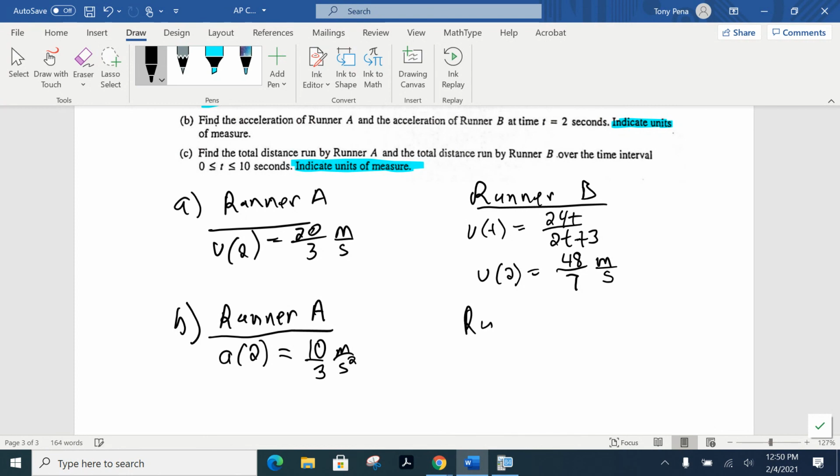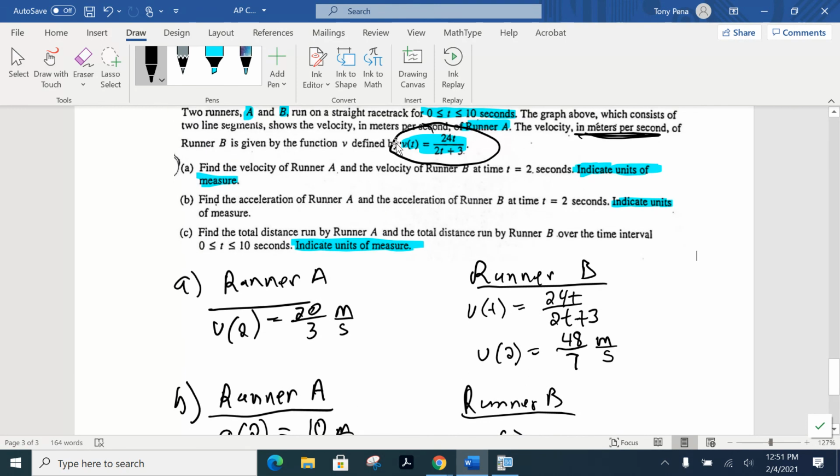Then runner B, what time do we got? Think about how you would answer this question. If we want the acceleration of runner B after 2 seconds, we would now need to take the derivative of this equation. Remember the good old-fashioned quotient rule? We don't have to use a quotient rule here.